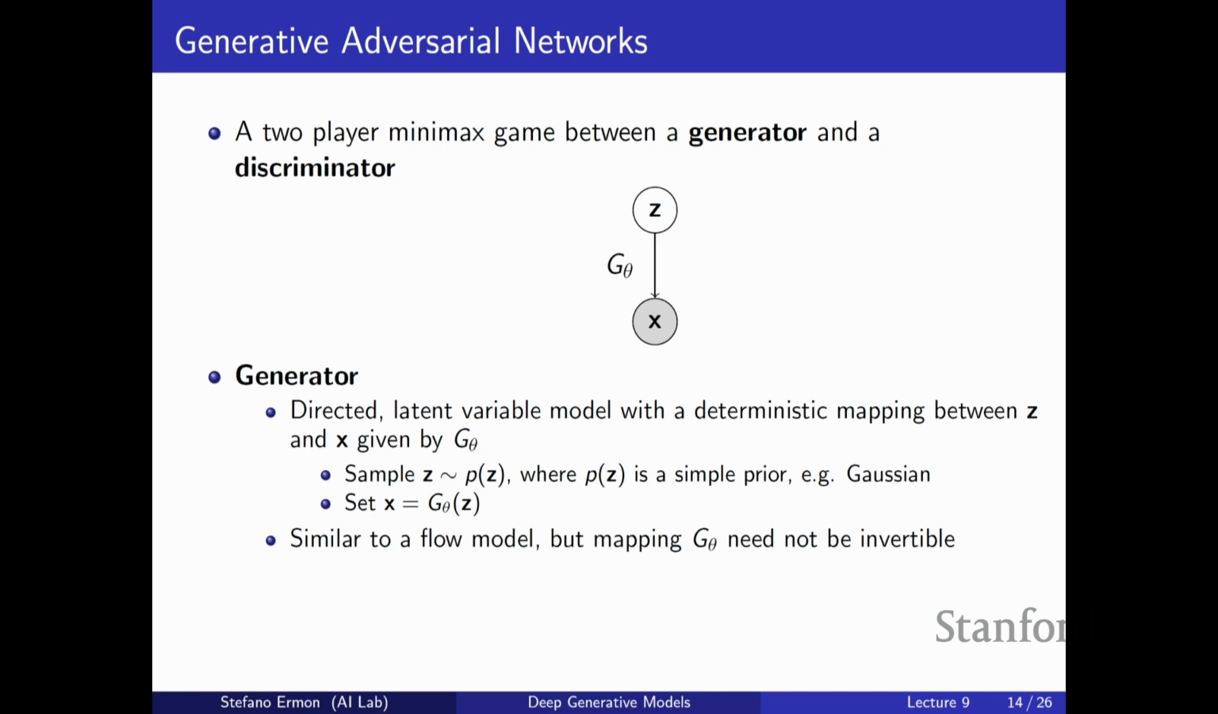And crucially, this is similar to a flow, but the mapping does not need to be invertible. It can be an arbitrary neural network. It's an arbitrary sampler. You start with some random vector and you transform it into a sample. No restrictions on what G is. Also, z doesn't need to have the same dimensions, no restrictions basically on what G is.